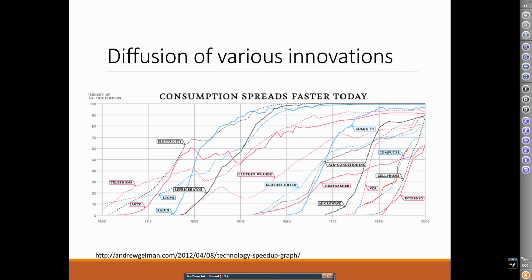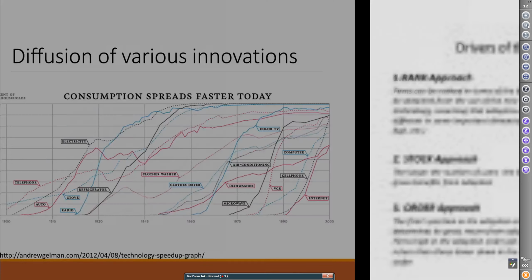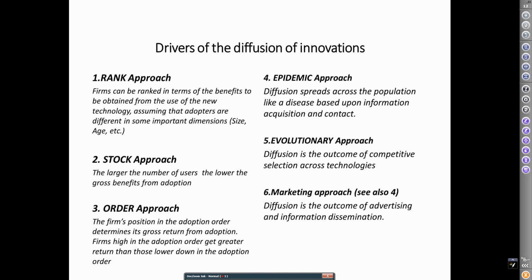This is another question, my dear colleagues. I will put here the question mark, and don't forget to answer the question: which factors affect the diffusion of innovations in different industries? So make your own examples, please, and we will discuss them. So here are the other drivers. These drivers may help you to answer the previous question.